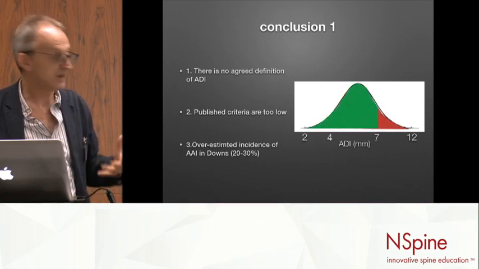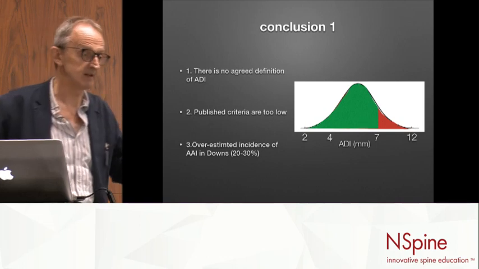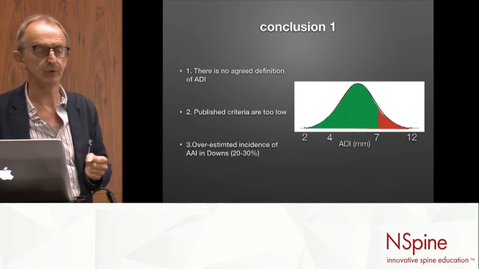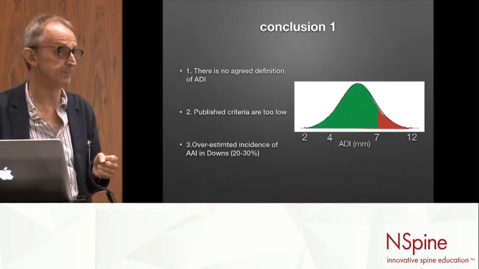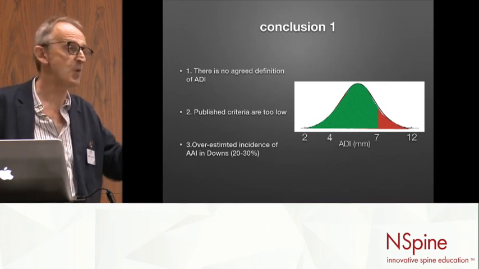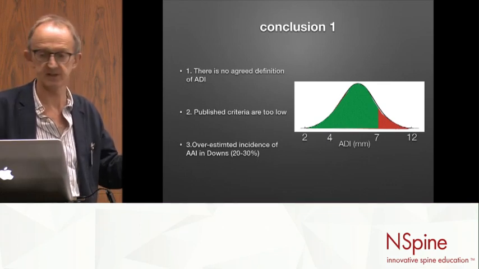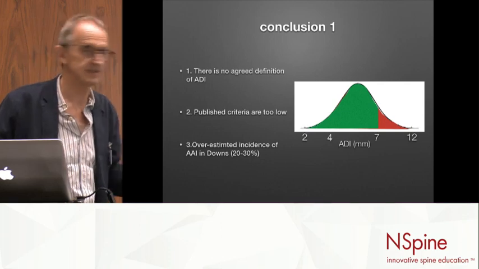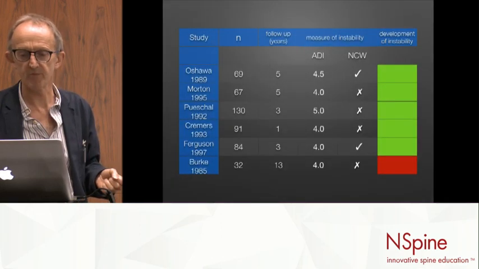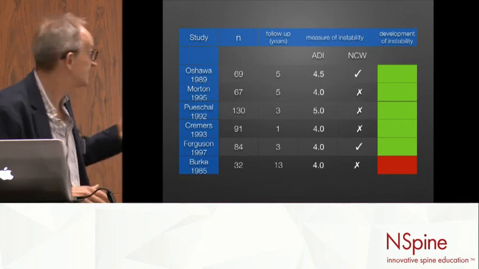And I think as a result, people have said that atlantoaxial subluxation occurs in 30% of Down's children. It probably does if you have a measure of around 4 to 5 millimeters. But clearly not 30 to 40% of Down's children ever require an operation. How predictive is it?